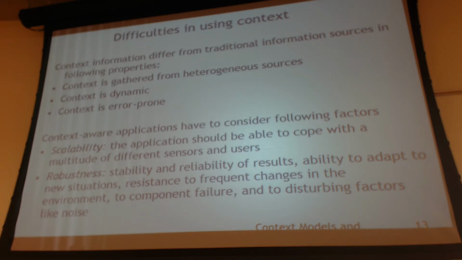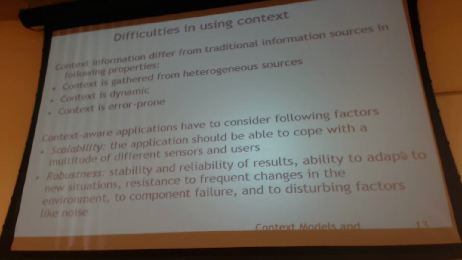First of all, context information is obtained from sensors, and these sensors are heterogeneous. It can be device sensors, some actual device that you have installed, or it can be manual input. That is also a type of sensor, the human sensor. So context information differs from traditional information sources in the following property: context is gathered from heterogeneous sources. It can be sensors gathering context information, or humans.